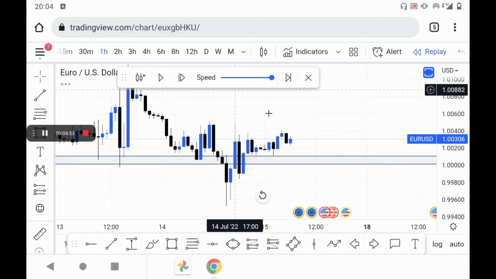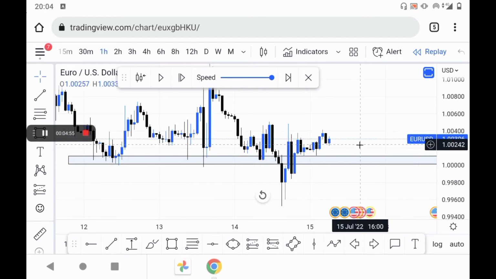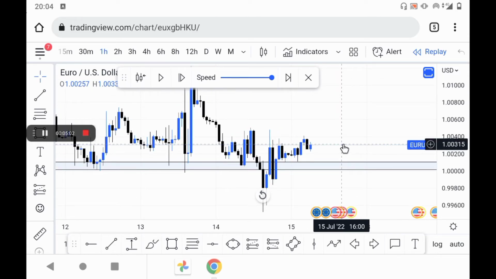Up onto my hourly time frame, we are bullish, but more choppy. You're seeing more bull and bear candles. I wouldn't want to be trading around something like this. I want to see clear direction of where I want price to move.